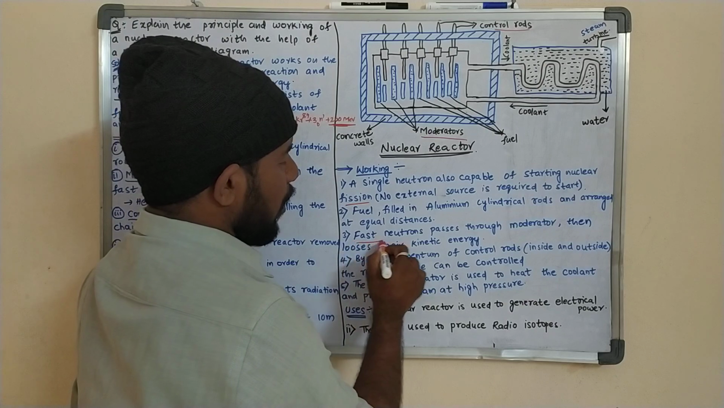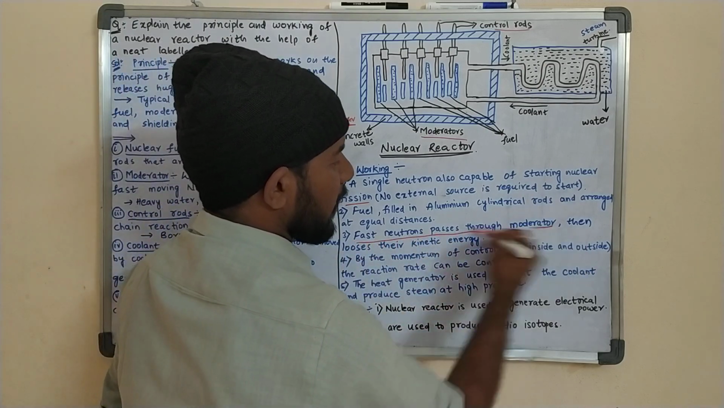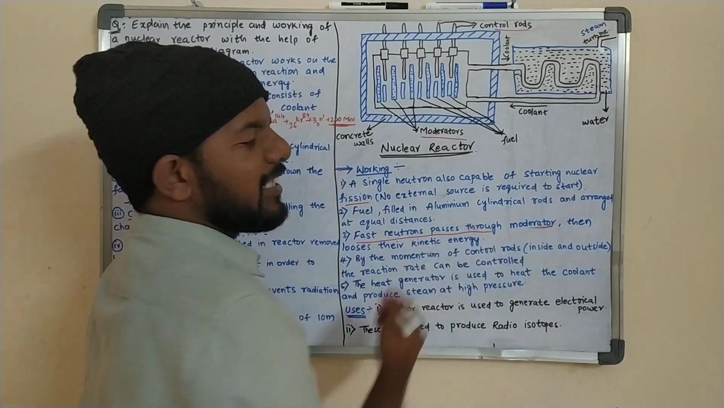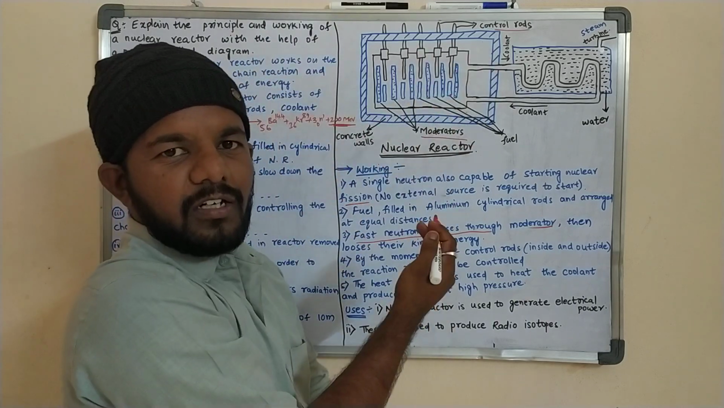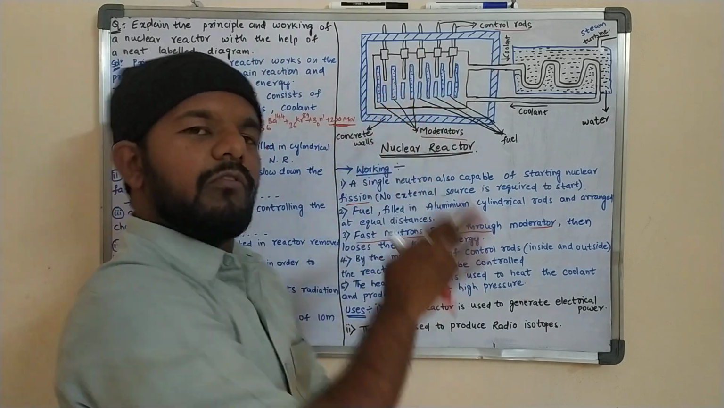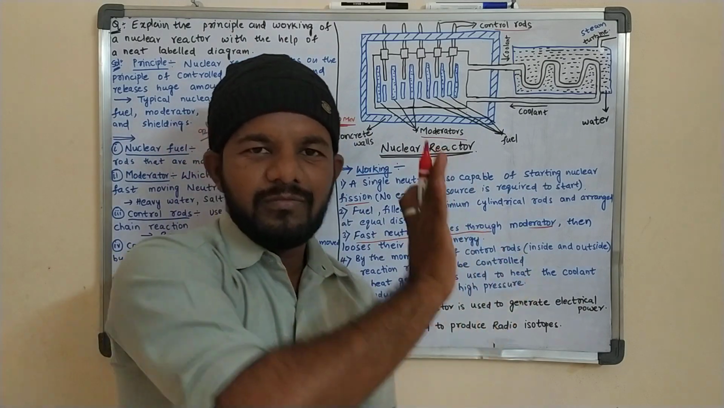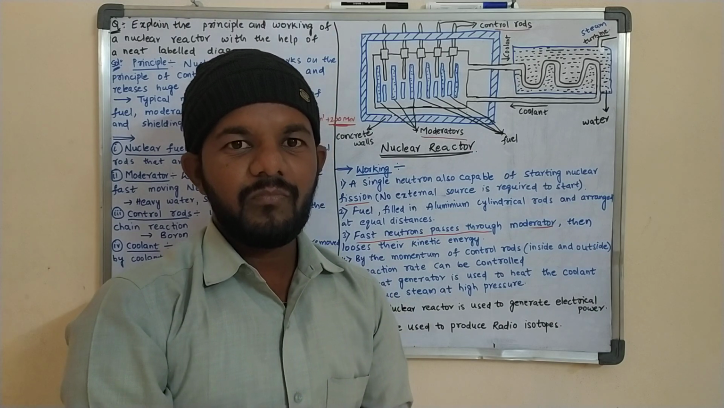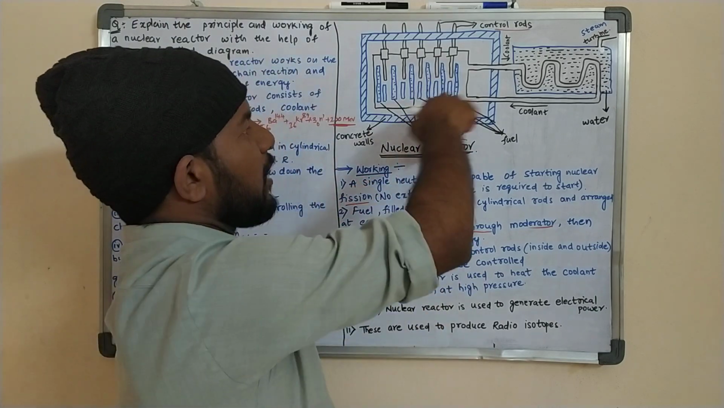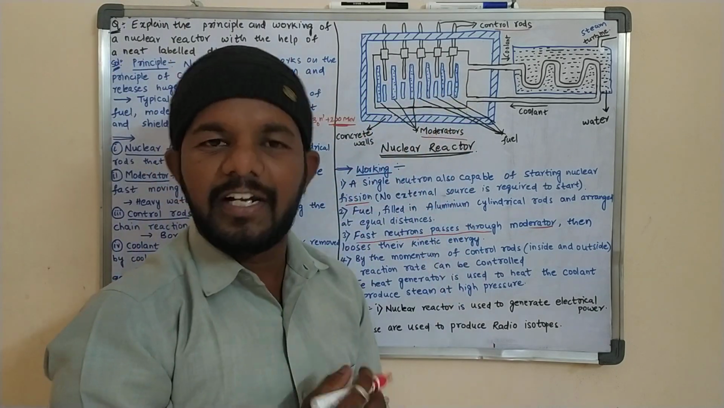And next, fast neutrons pass through the moderator, and their kinetic energy is reduced. Fast neutrons are moving here and there, so the moderator stops them. Because of the moderator, the neutrons lose kinetic energy.